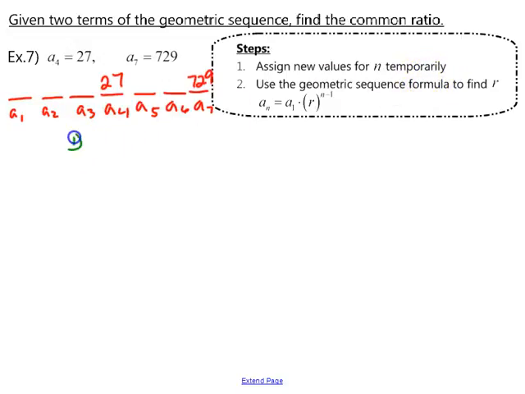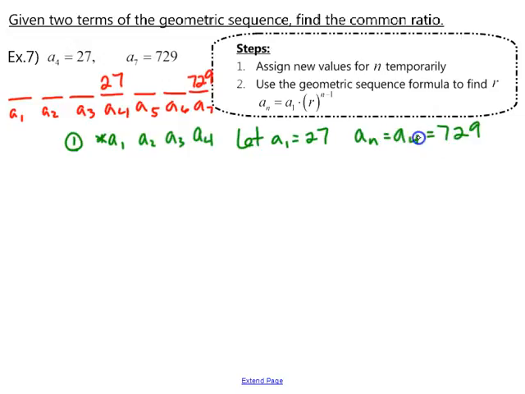So following our steps here, number 1, we need to assign new values for n temporarily. That means for step 1, we are going to make a sub 4 our first term. And then we're going to count, this is going to be our a sub 2, a sub 3, and finally 729 is going to be our a sub 4. What this means is that we are going to let a sub 1 represent 27, and then a sub n, which is our a sub 4, gives us 729.